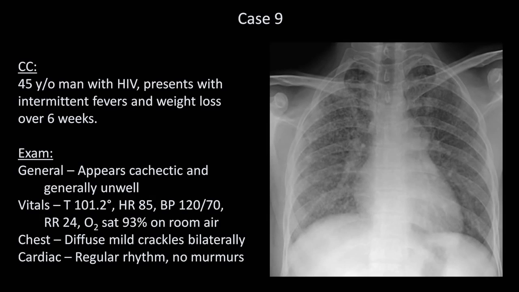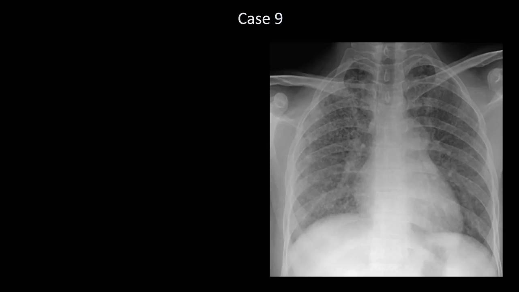Case 9. A 45-year-old man with HIV presents with intermittent fevers and weight loss over 6 weeks. So there's obviously a diffuse bilateral process going on. Is it alveolar or interstitial? There are small, very well-defined, homogeneously spread opacities indicative of an interstitial process. Unlike case 7, in which there were too many lines, in this case there are too many dots. That is, the patient has a predominantly nodular interstitial pattern.